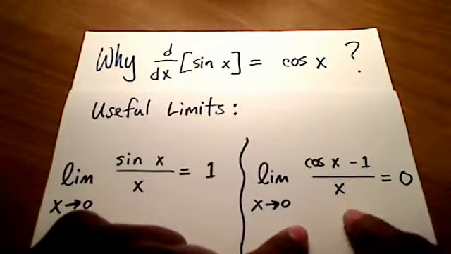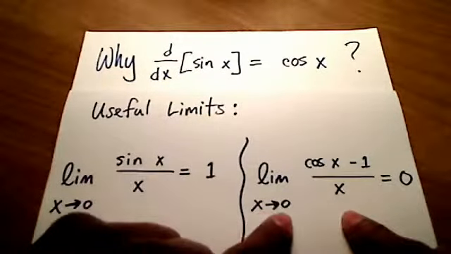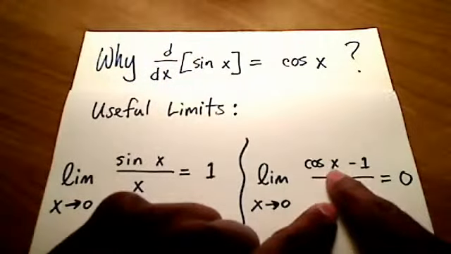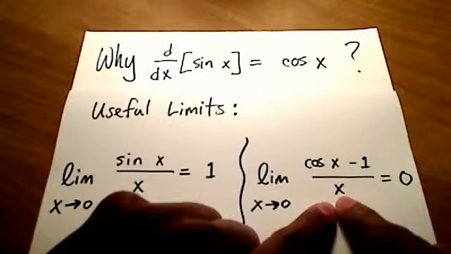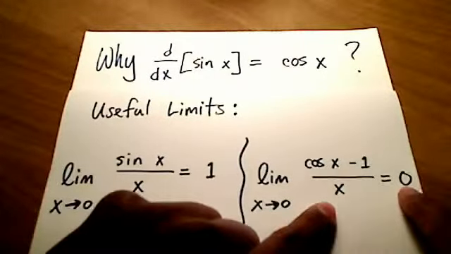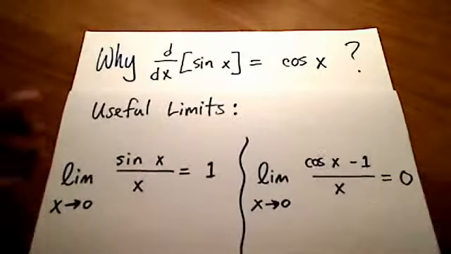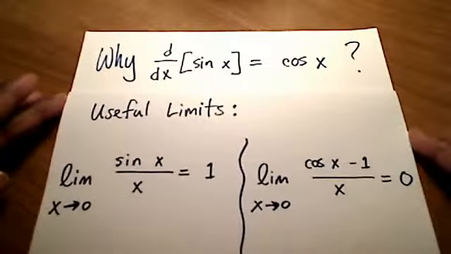This is also another limit that we're going to use: as x approaches 0 for cosine x minus 1 all over x, that limit is equal to 0. So we're going to need these two useful limits. All right, so keep those in mind.